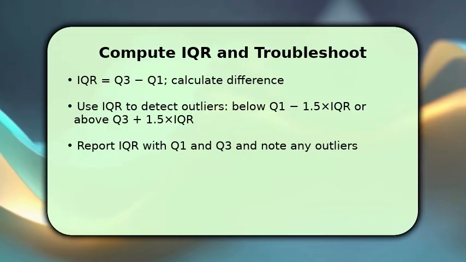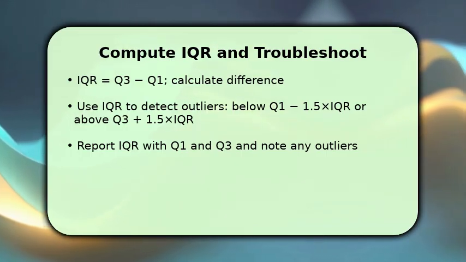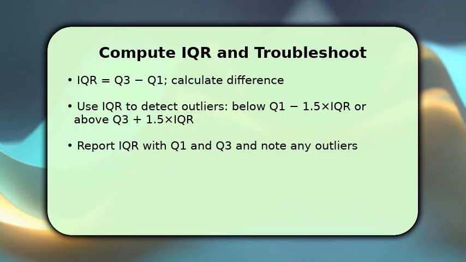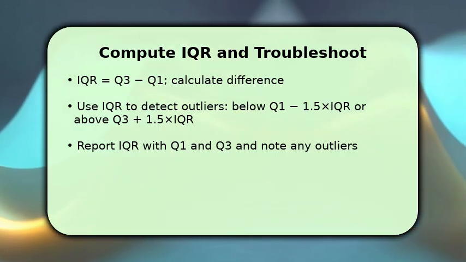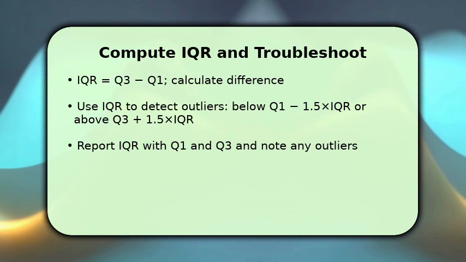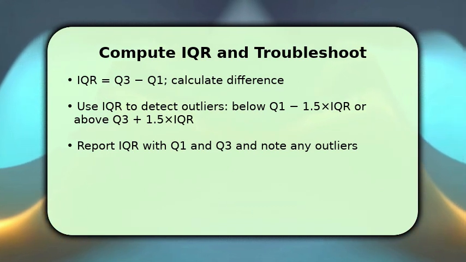If numbers seem off, make sure your initial sorting and splitting were correct, and that you handled the median consistently. Recalculate positions if necessary. Then report Q1, Q3, IQR, and any identified outliers clearly.